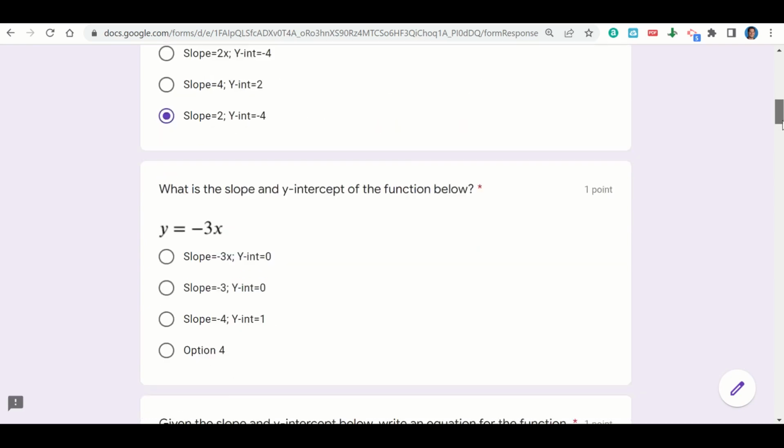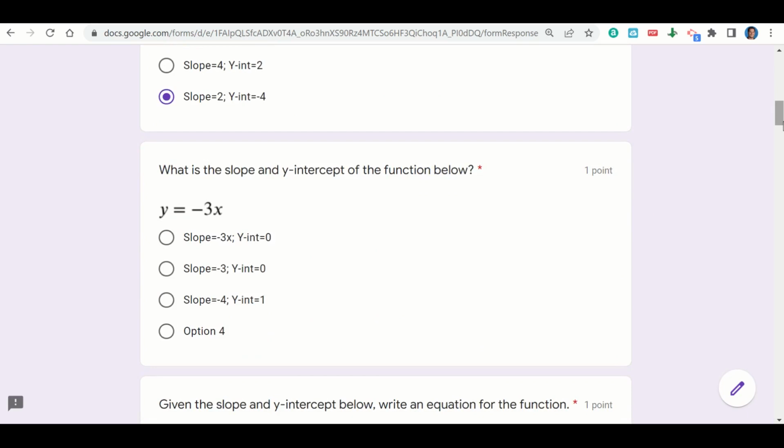And we'll scroll down to the next one. What is the slope and y-intercept of the function below? Y equals negative 3x. Well, again, the slope is the number that's hung up on its x. So it's a slippery slope to get hung up on your x. So the number hung up on its x is negative 3. And the y-intercept in this case, there is none, so no one's alone. So when no one's alone, it's 0. So we have the slope is negative 3, and the y-intercept is 0.